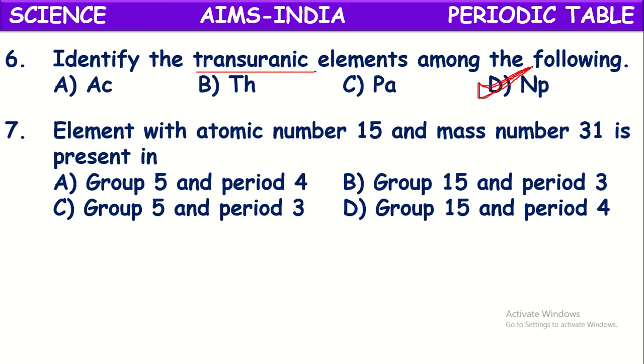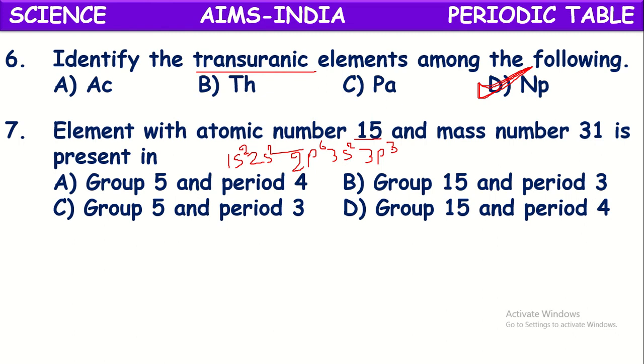Now, here they are asking the location of an element in the modern periodic table by giving its atomic number and mass number. Simply, we can say the position of any element by knowing its electronic configuration. Here they have given the atomic number, so we can write its electronic configuration based upon it. What is the atomic number given? They have given 15. So the configuration is 1s2, 2s2, 2p6, 3s2, 3p3.